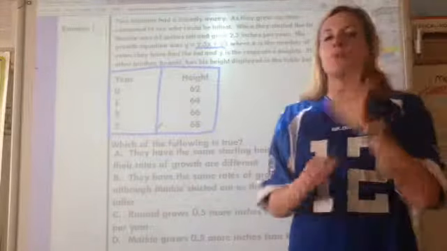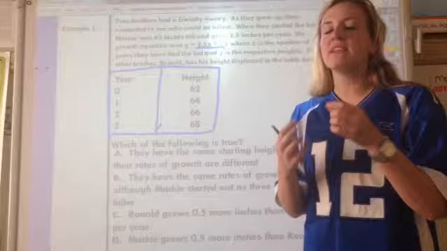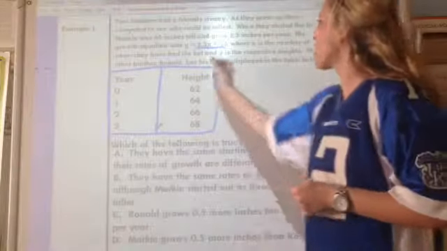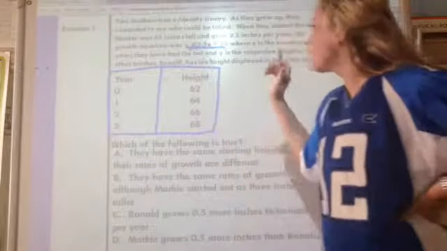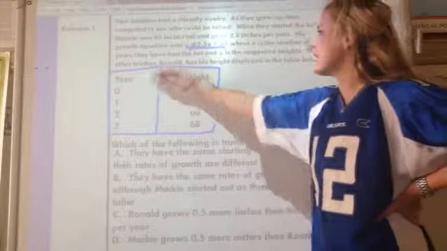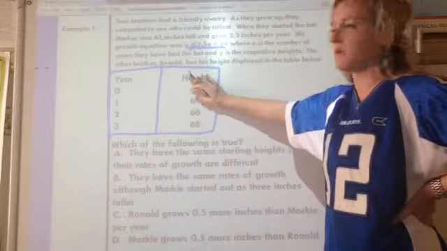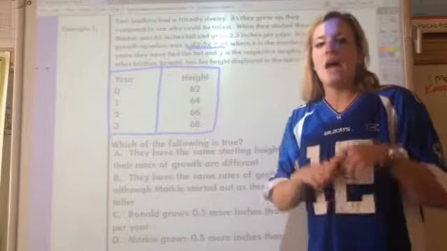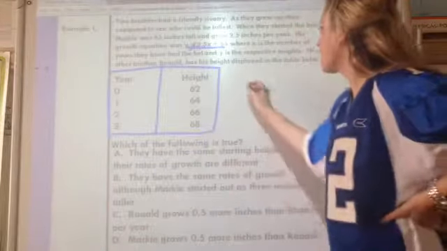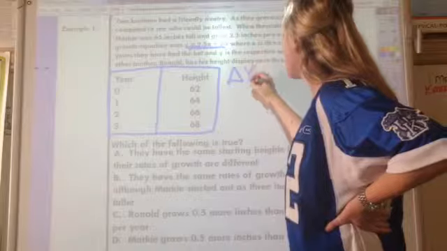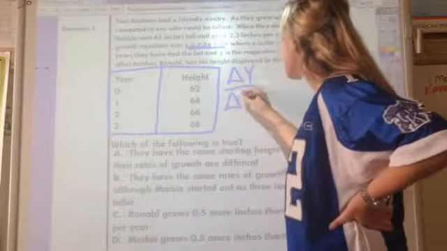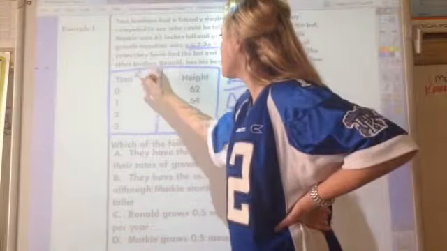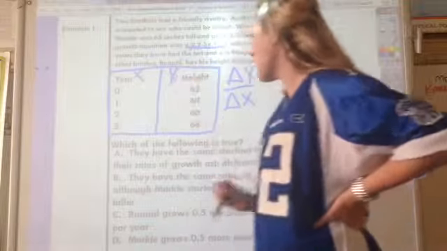Now, I can't really compare anything until I get these in the same form. So since I already have an equation for Marky, I'm going to go ahead and write an equation for Ronald's height growth. And the way that we do that is we find the slope of the table and the y-intercept. So again, of course, slope is change in y over change in x, where x is my number of years, y is my height value.